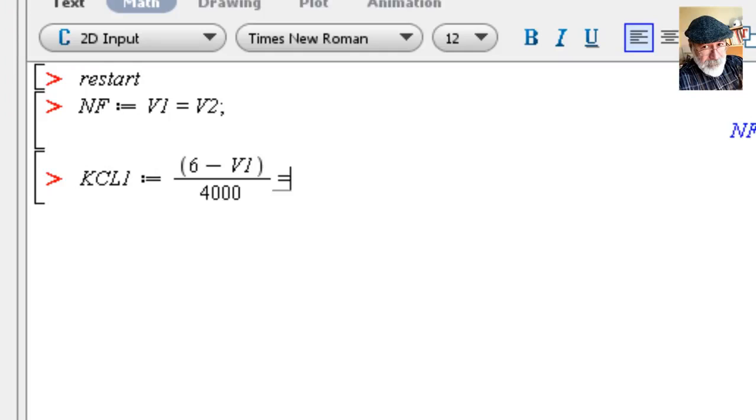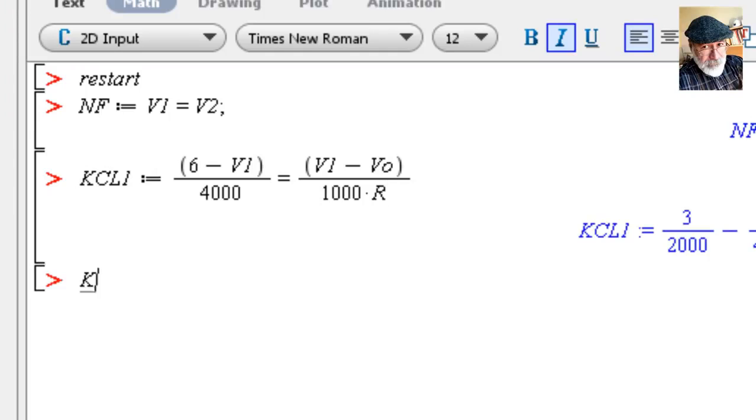That is equal to V1 minus V naught divided by 1,000 times R. You say, why 1,000 times R? Because R as a variable is given in kilo ohms. To turn that into ohms, I need to multiply that by 1,000, of course.